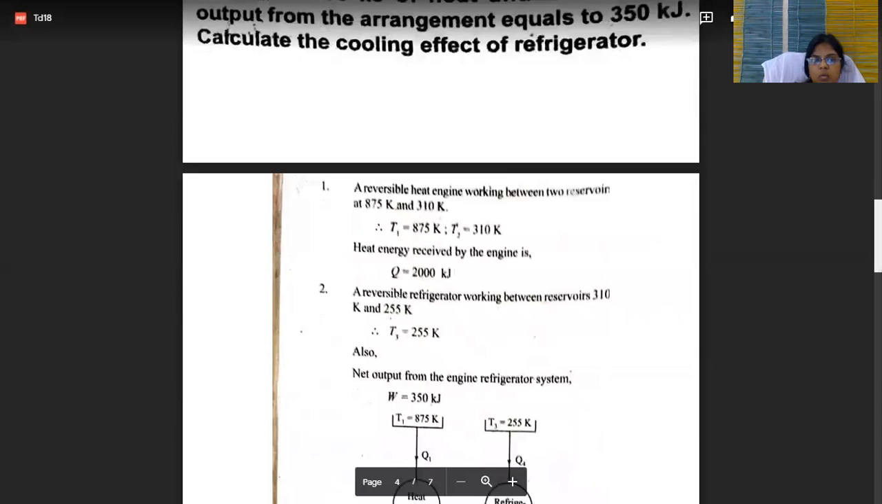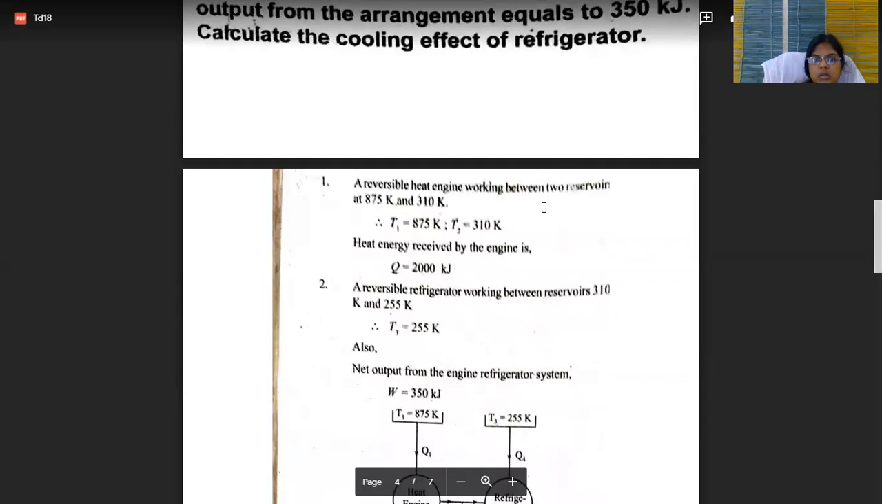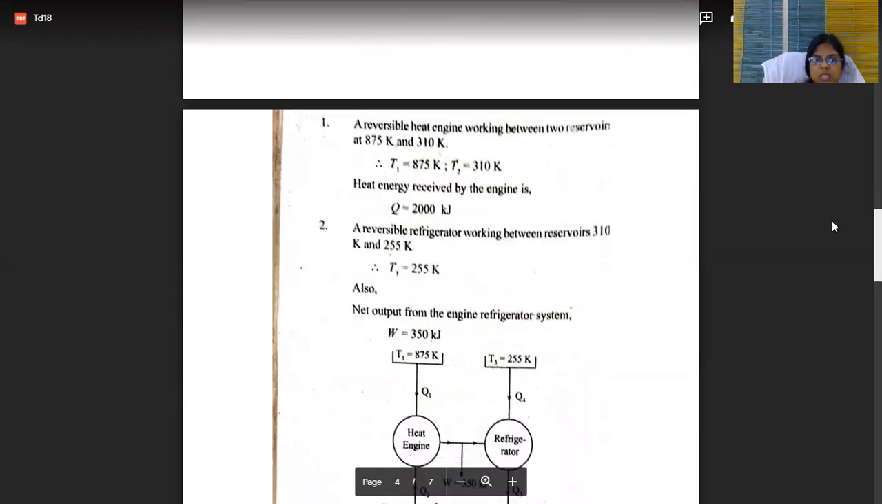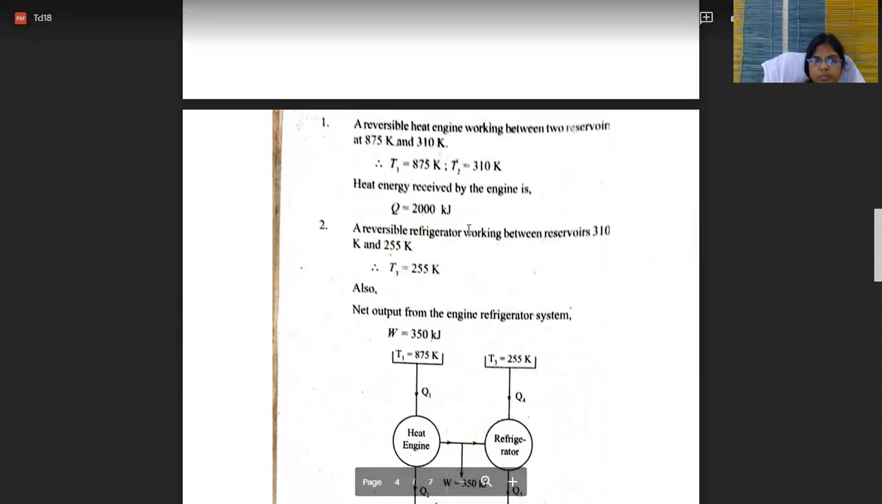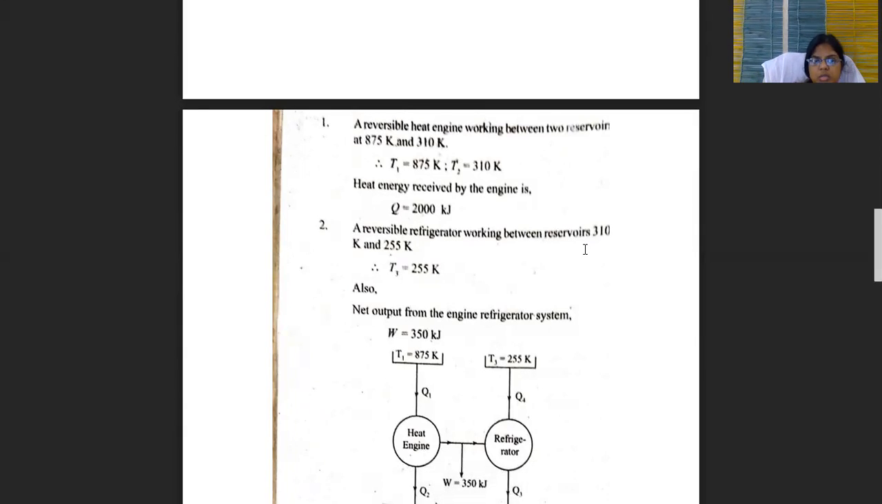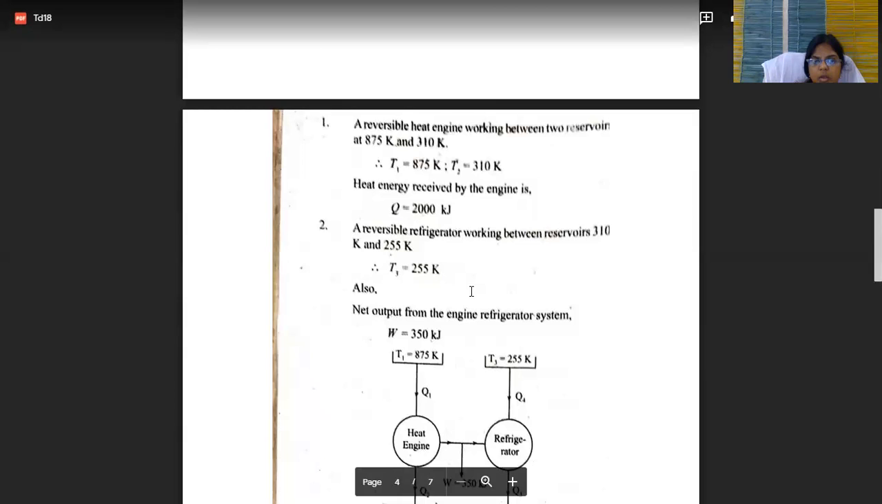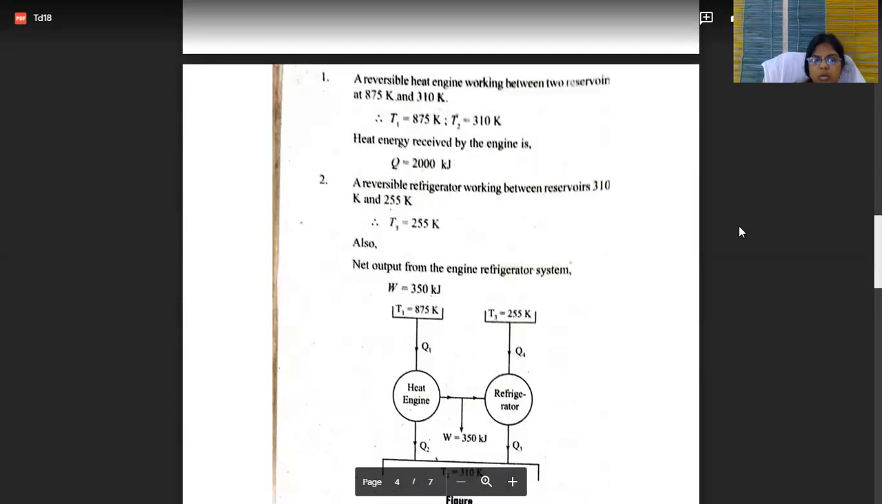Now, a reversible heat engine works between two reservoirs, 875 Kelvin and 310 Kelvin. That is T1 is equal to 875 Kelvin and T2 is equal to 310 Kelvin. Next, heat energy received by the engine is Q equal to 2000 kilojoules, already given in the question. And next, a reversible refrigerator works between reservoirs 310 Kelvin and 225 Kelvin. And net work output from the system is 350 kilojoules.